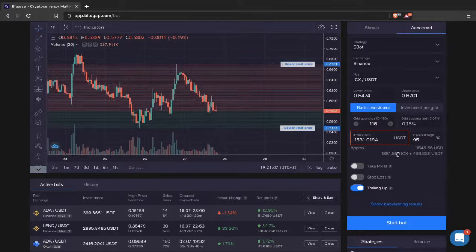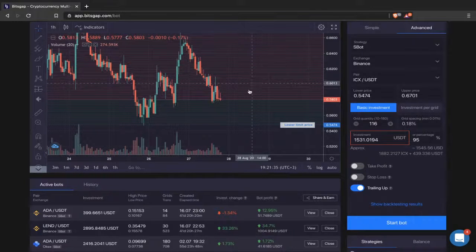Most importantly, you get the information here of your investment distribution. That's the total investment value. You see that the base currency required is 1,900 ICON. According to our configuration, that's around 70% of our total investment, whereas only 450 USDT is required.